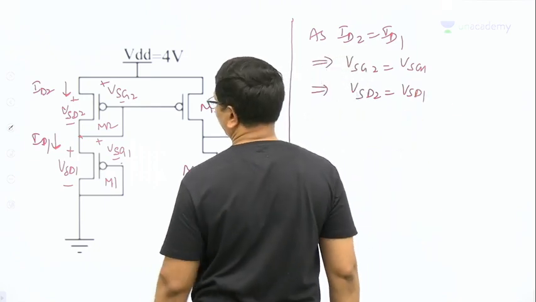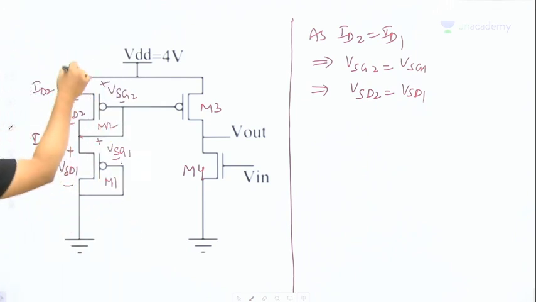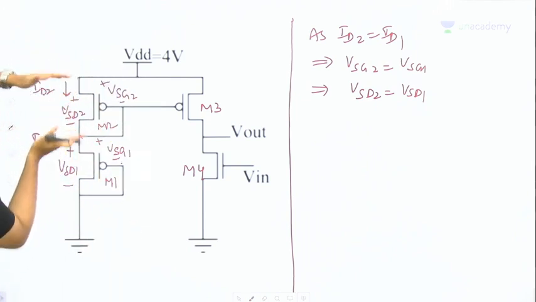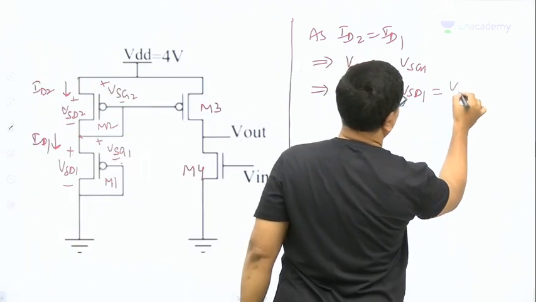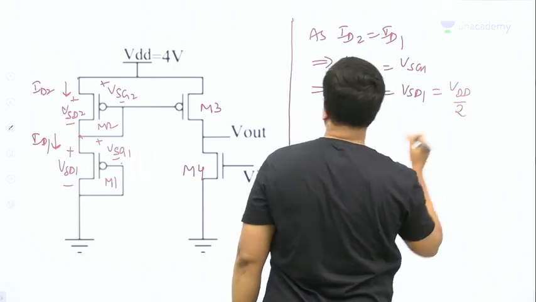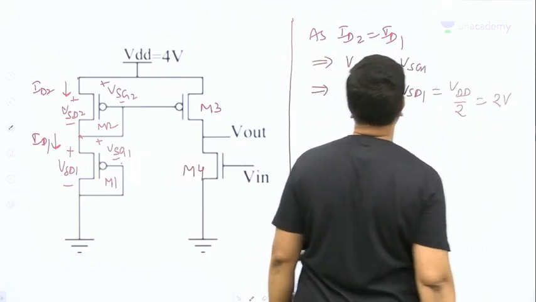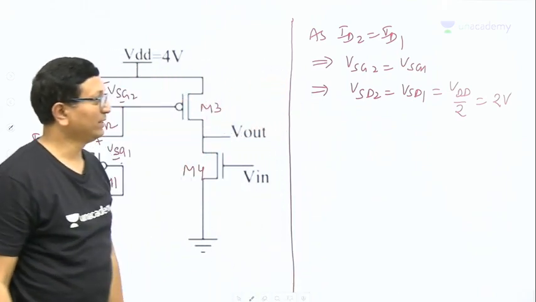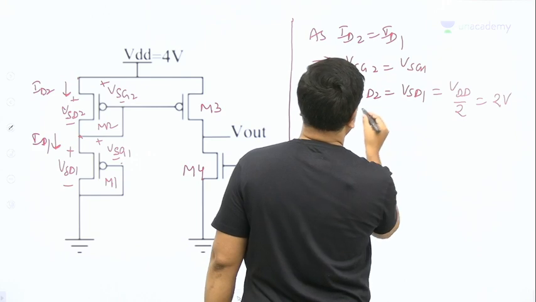And how much is it? It is half of the power supply, because you see this loop equation, VDD is equal to VSD2 plus VSD1. So which is equal to the total power supply by 2. The total power supply is 4 by 2, it is 2 volts. We can take it.